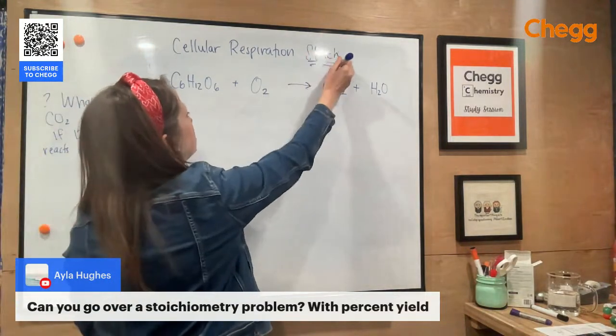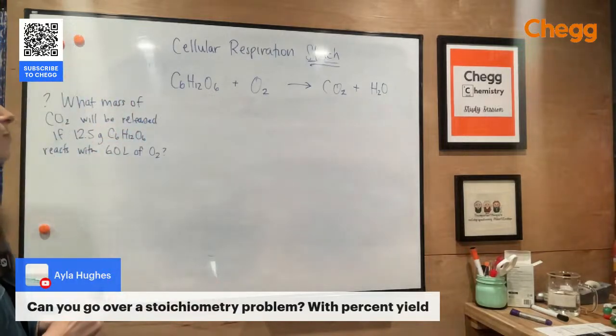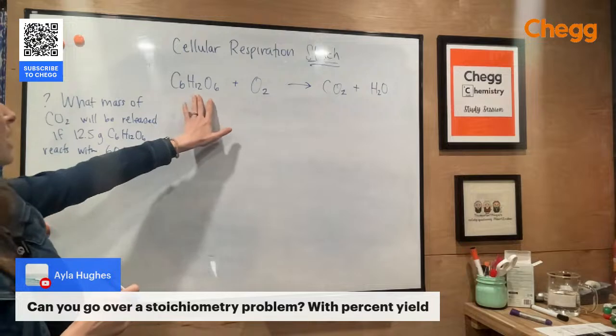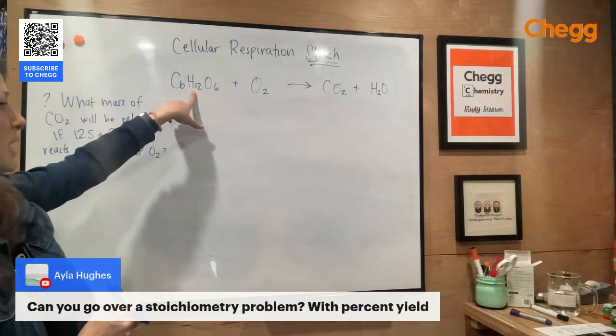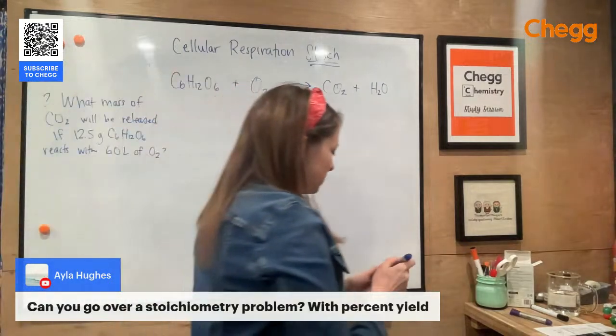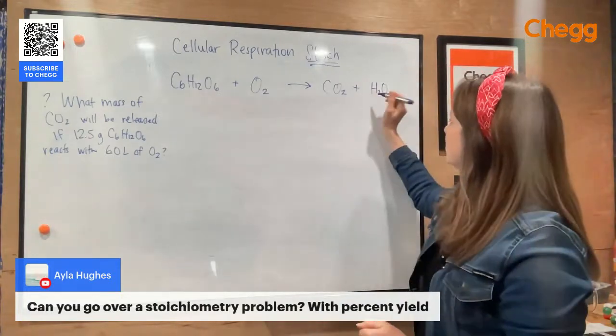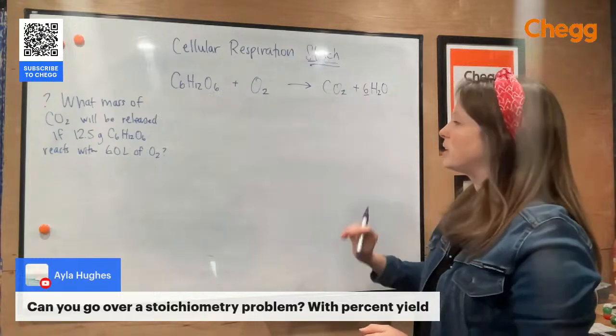You always have to start by balancing your reaction. This is an example of a combustion reaction. I recommend starting with hydrogen because it has the highest subscript. So let's start there. Hydrogen, we have 12 atoms of hydrogen here. We need to make this 12, so we're going to put a 6 in front of that.